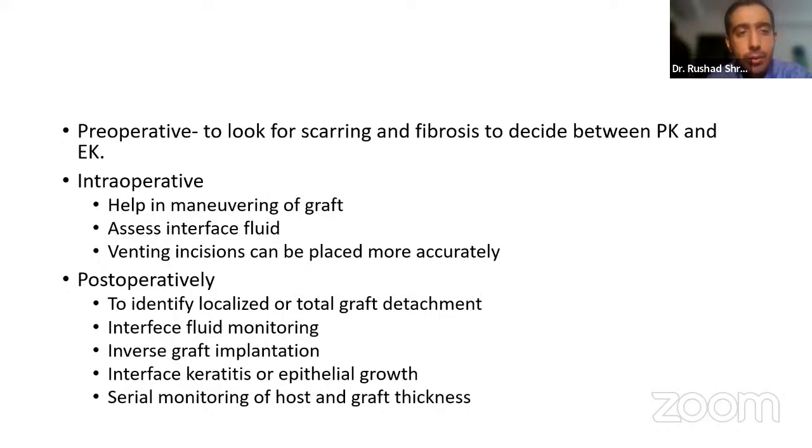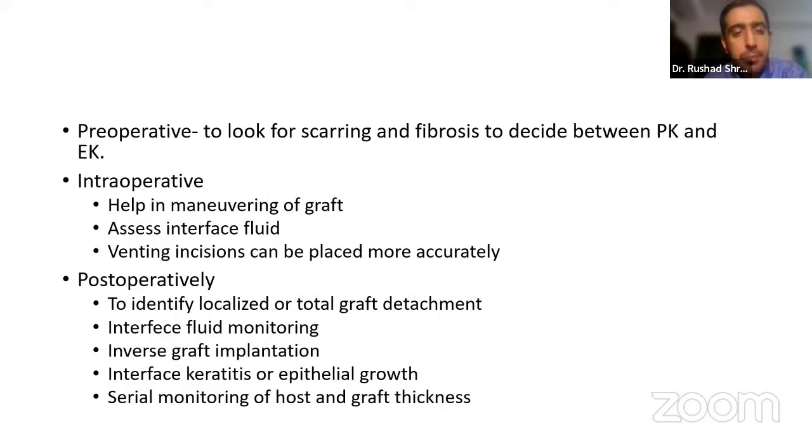Intraoperative OCT has also been used to help in maneuvering the graft, assessing whether there's fluid in the interface which will prevent the graft from sticking. Venting incisions can be placed more accurately to drain that fluid. And post-operatively, it's very important to localize a graft detachment and to look at the fluid monitoring in the interface.